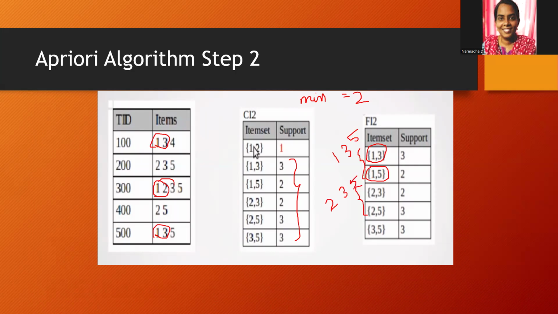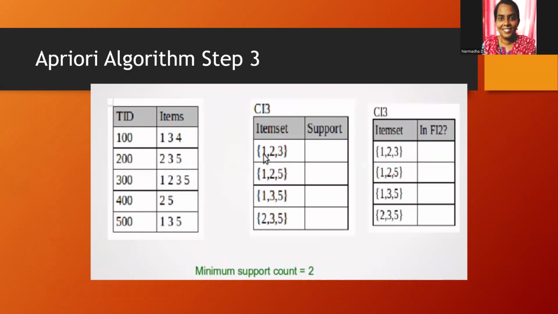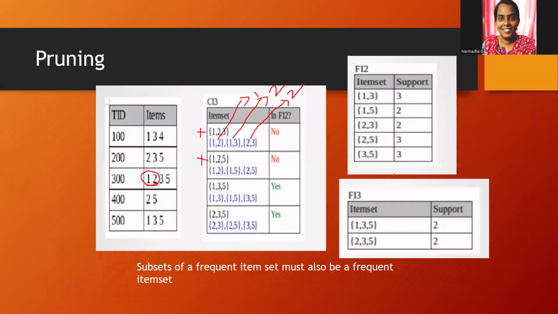Similarly, if you consider the first one and the last one, on combining them we will get 1, 3, 5, which we have already generated. So these are all the possible combinations: 1, 2, 3 and 1, 2, 5, 1, 3, 5 and 2, 3, 5. As I have already told, an item set is frequent provided all its subsets are also frequent.